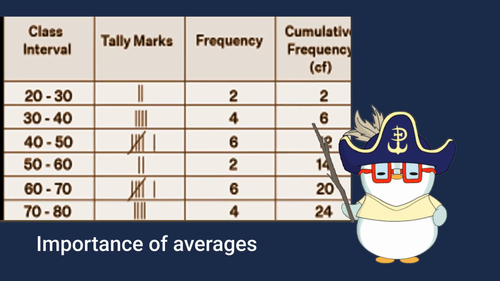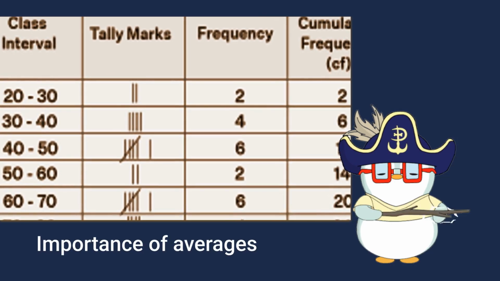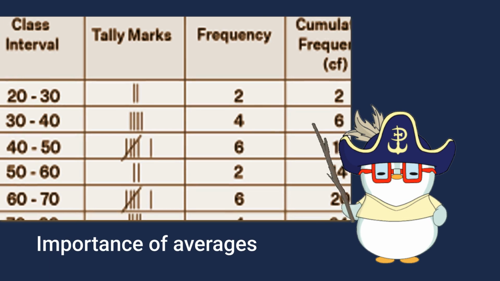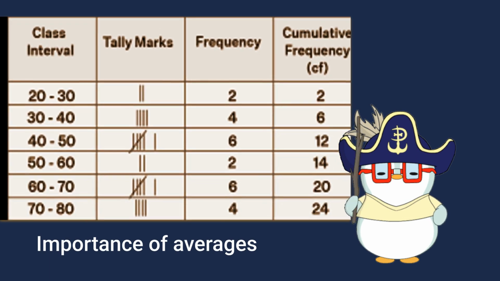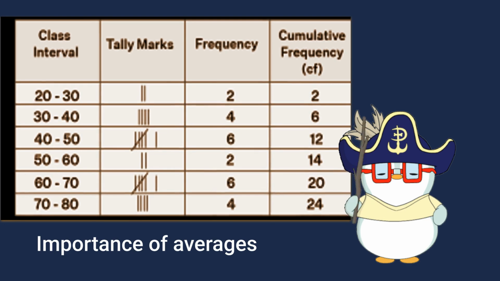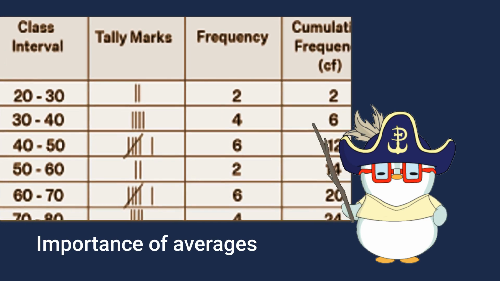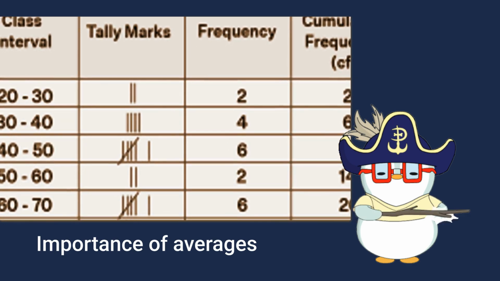There are several reasons why we might want to calculate averages from frequency tables. Averages can help us to understand the central tendency of a dataset, compare different datasets, and make predictions about future outcomes.